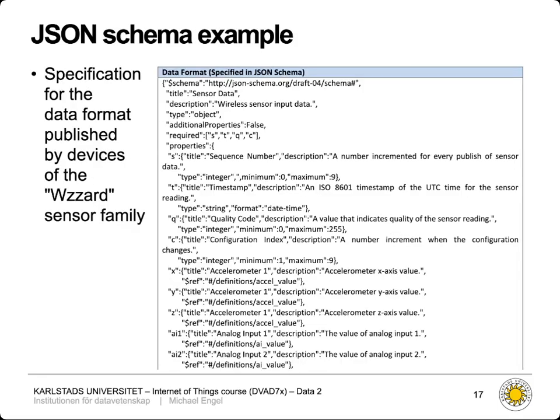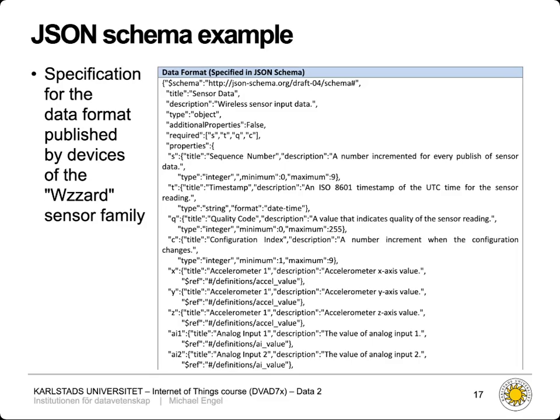So of course, we also have a schema for this information. Again, as we said, this is a specification for the data format published by the devices of the Wizard sensor family, published by the manufacturer. We already see it's a schema that conforms to the draft 04 schema of JSON. The title is sensor data, and we have some description for humans to read. It's an object, it doesn't have additional properties, and it has some required entries: S, T, Q, and C.